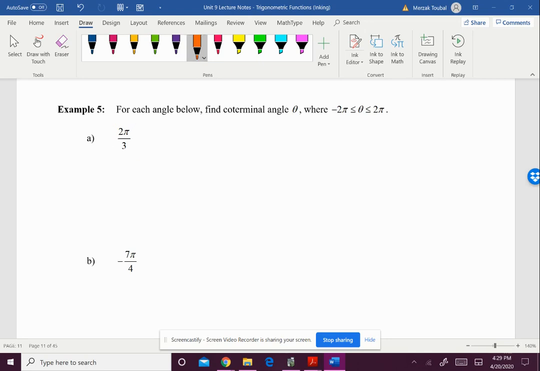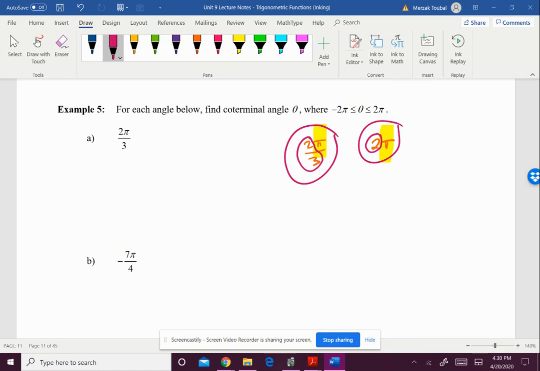So obviously 2 pi over 3 is for sure greater than negative 2 pi. Now, is it smaller than 2 pi? Yes, because 2 over 3 is definitely smaller than 2. See, 2 pi and 2 pi over 3. Now, the pi is a common factor. What differentiates these two terms is the 2 and the 2 over 3. So 2 divided by 3 is smaller than 2, so this must be smaller than this one.